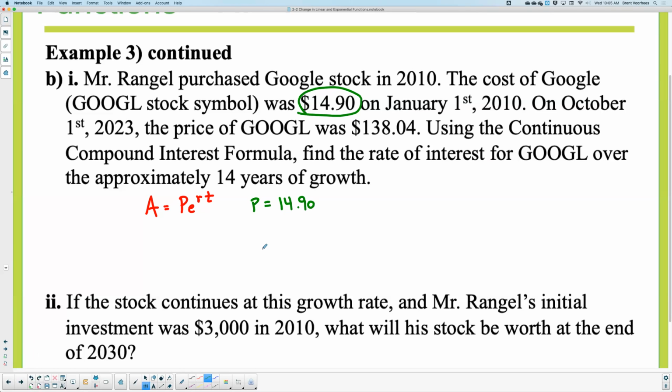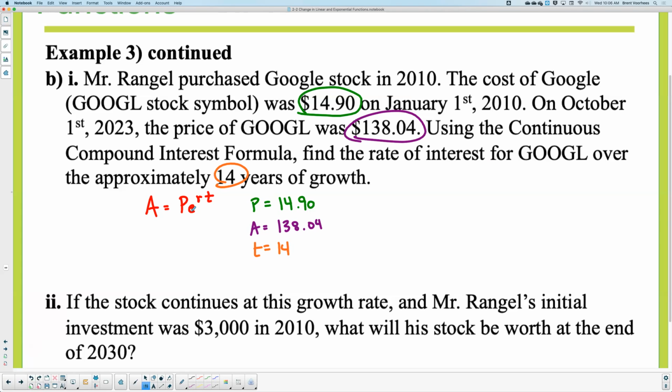I'm going to take away the dollar sign. On October 1st, 2023, the price of Google was $138.04. Now, what's that? That's our final amount, $138.04. And then 14 years is your time frame. If you scroll on down, it says approximately 14 years is your time.